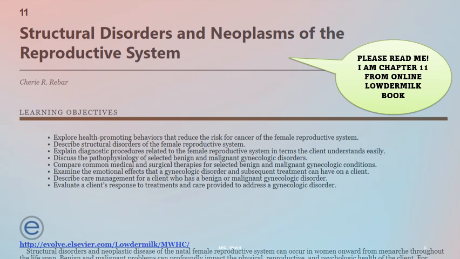Let's get started. As an international nursing student, you have to learn this book. This is from our Lowdermilk book. It's available online from our portal. So please have a look and read Chapter 11 from our book. It talks about a lot of structural disorders and neoplasms of the reproductive system that happen in women.